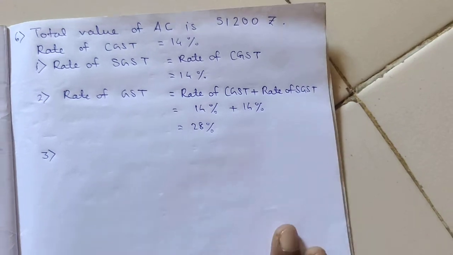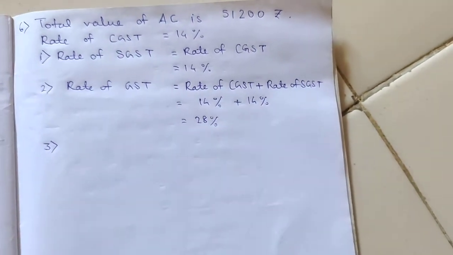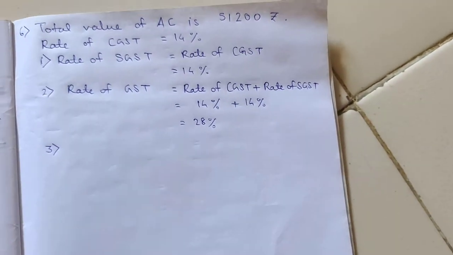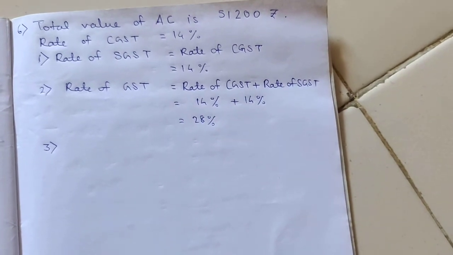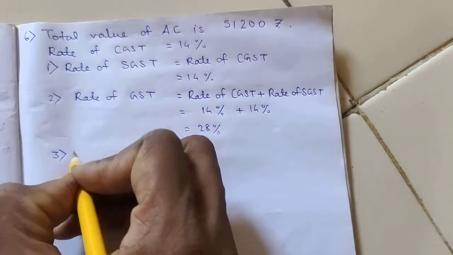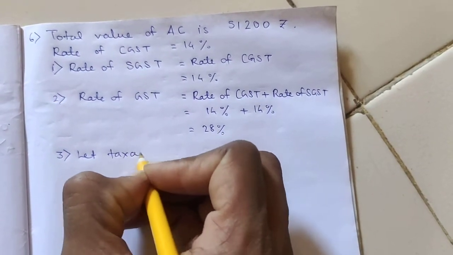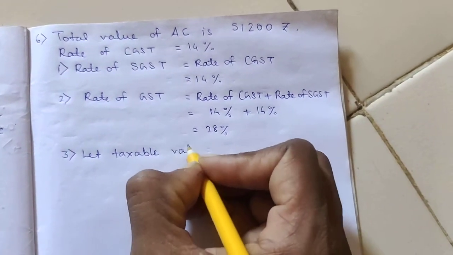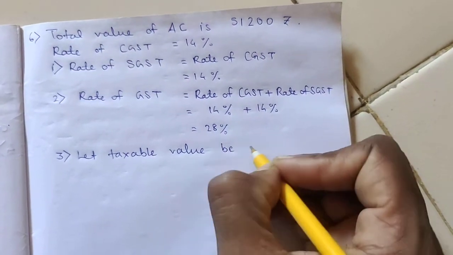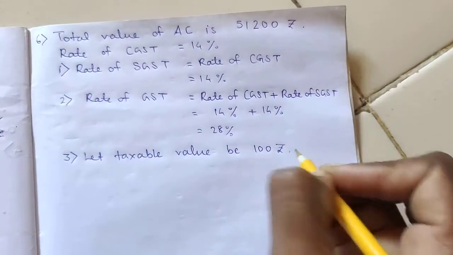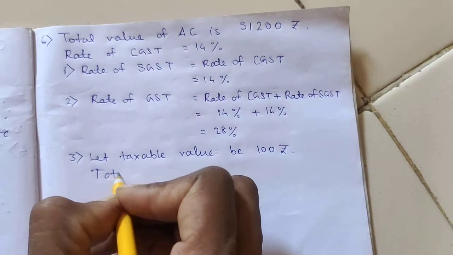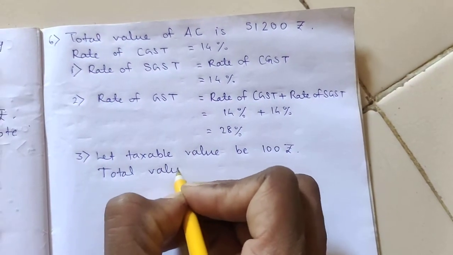Okay, now we will do the third part. In the third part we need to find out the taxable value. Same way we will do it, just like we did in the fifth one. Let us consider the taxable value to be 100 rupees. So let the taxable value be 100 rupees. Now if the taxable value is 100 rupees, then what will be our total value?